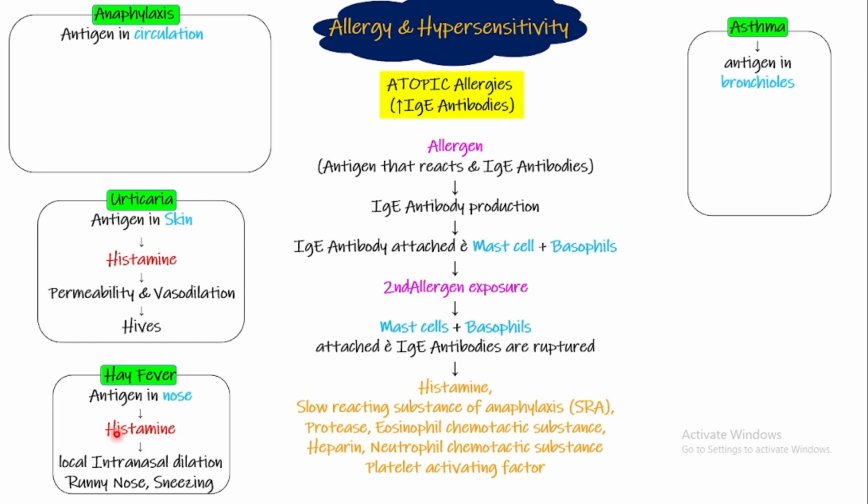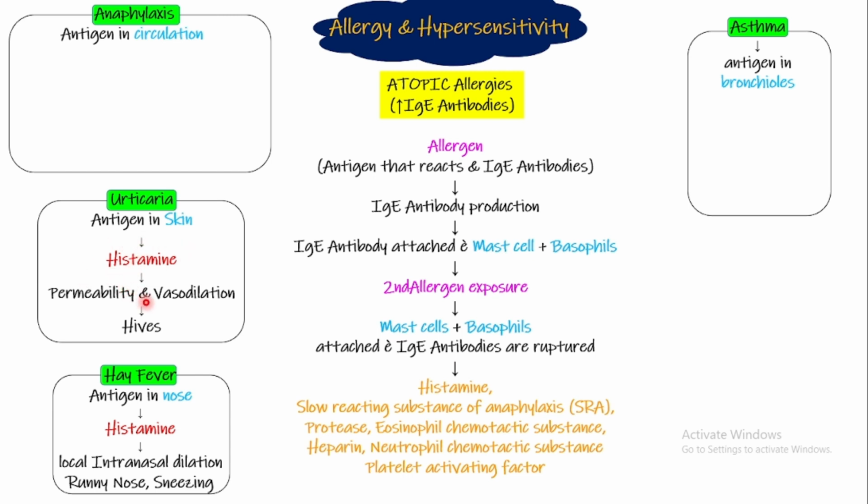Now this histamine will cause vasodilation of the blood vessels in the nose, local intranasal blood vessel dilation. And whenever the blood vessels in the nasal cavity, in the nasal mucosa, are dilated, it will result in runny nose and sneezing. So this is hay fever. What exactly happens in urticaria? There are hives, there's redness of the skin, there is itching of the skin. Why is this happening? Because histamine is released, which is causing increase in permeability and vasodilation.